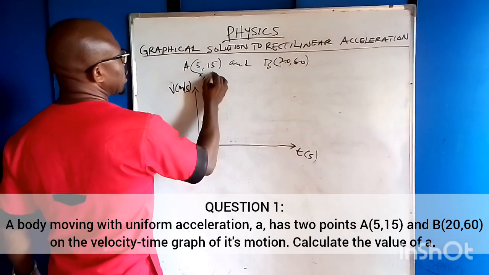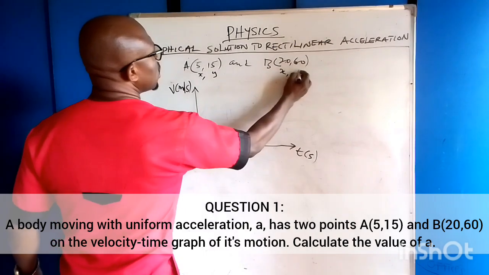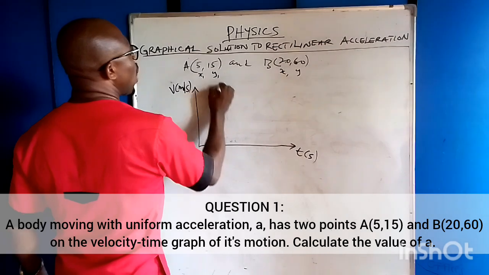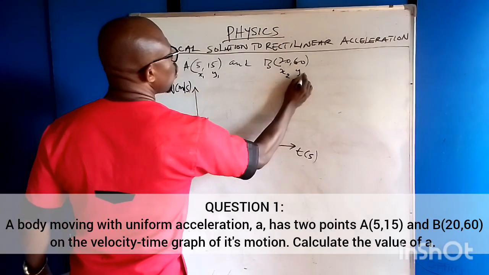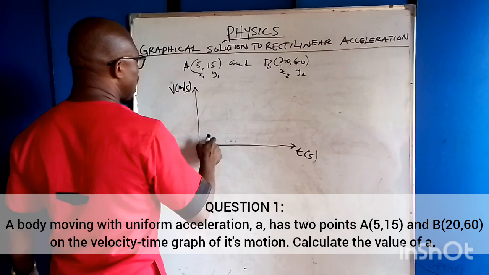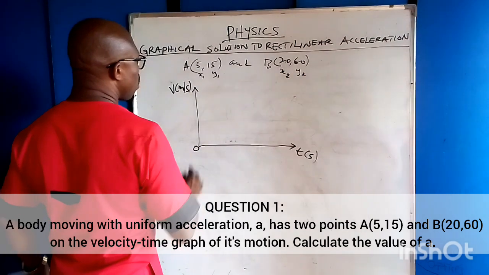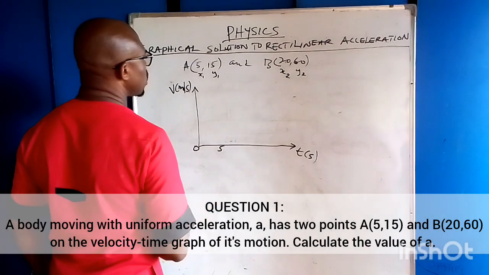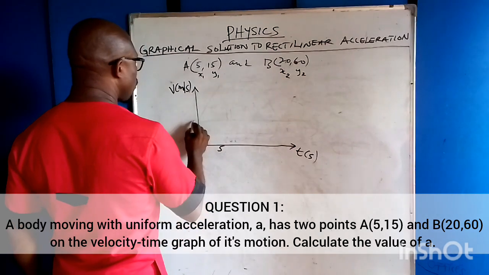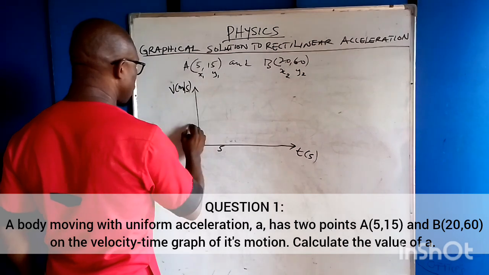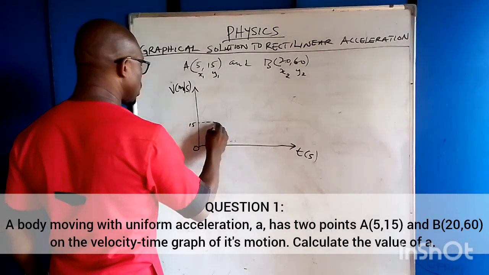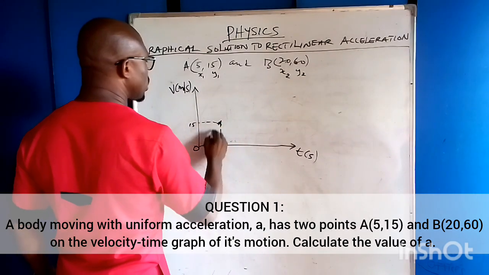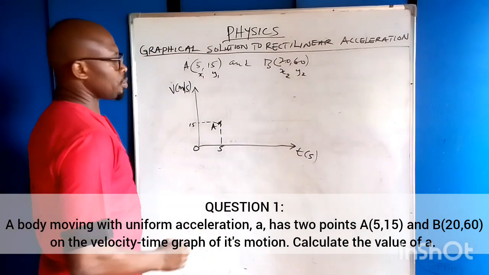This is X, this is Y. Because this is the first one, we have it as X1, Y1. This one is X2, Y2. So we plot it. The first one is X1 equals 5, and Y1 is 15. We trace it, and this is where we plot it. This is point A.